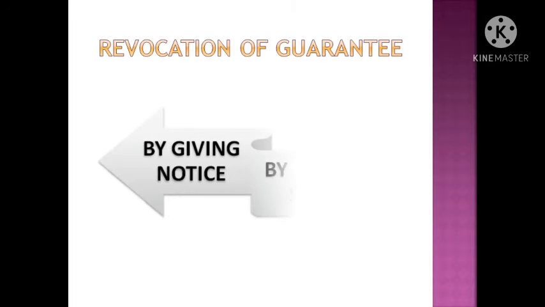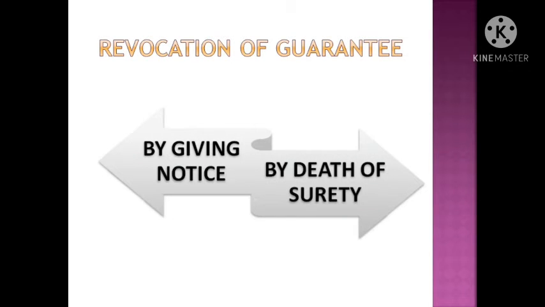A contract of guarantee can be revoked in the following two ways. First is by giving notice according to section 130 of the Contract Act, and second is by the death of the suretor, that is mentioned in section 131 of the Contract Act.